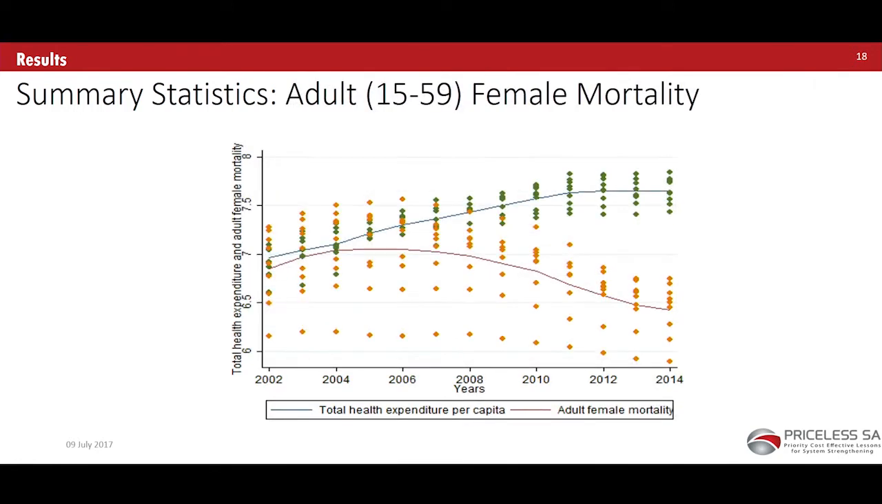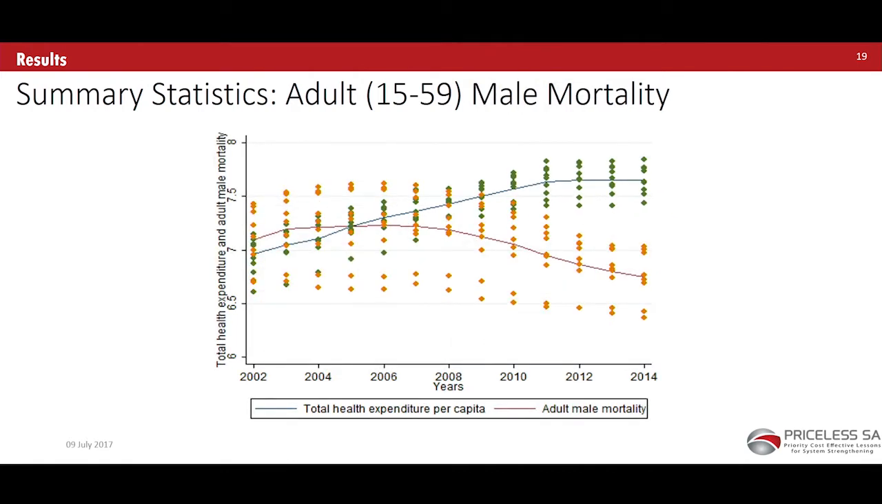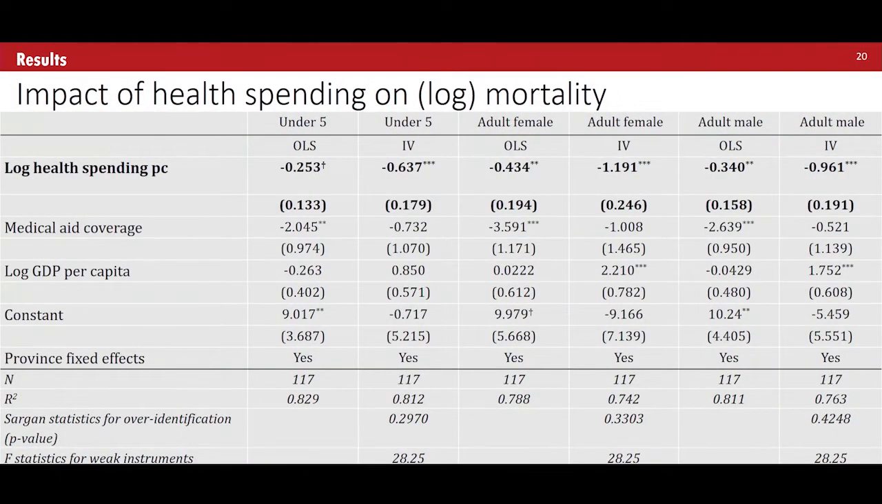So I present a few results here on the under 5 mortality and health expenditure. The relationship is not very clear here. But when we look at adult mortality, both female and male mortality, over time, health expenditure has been rising and both adult male and adult female mortality has been declining.